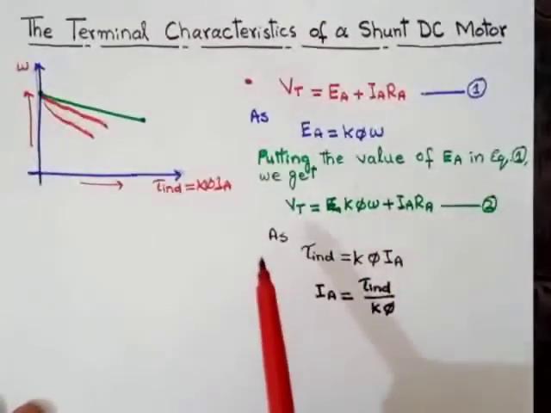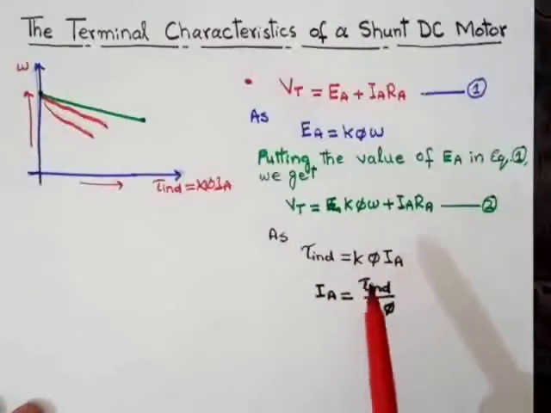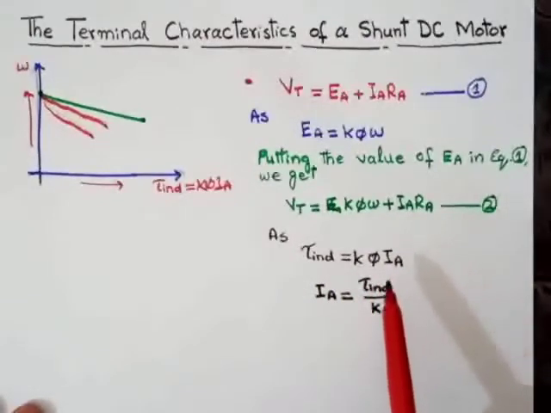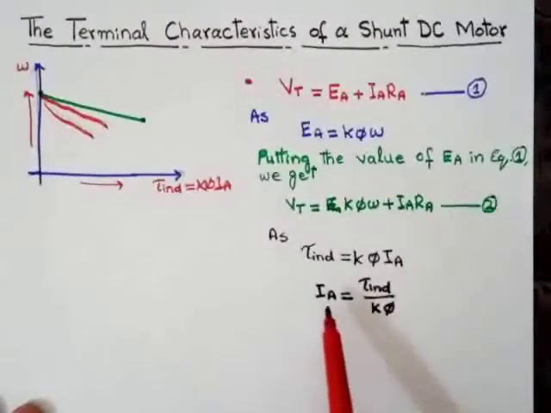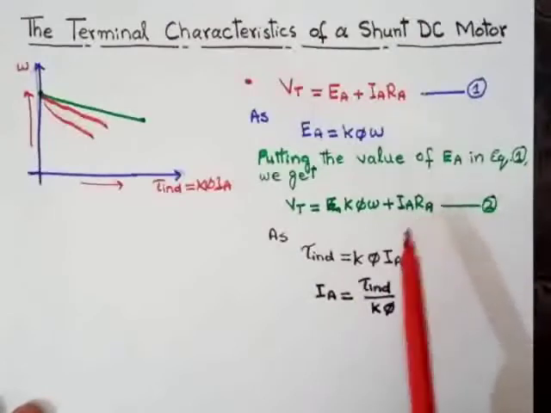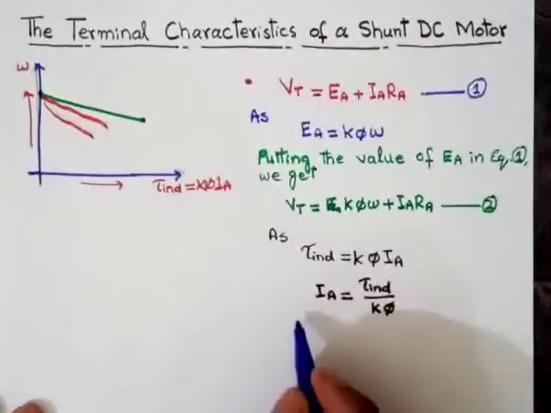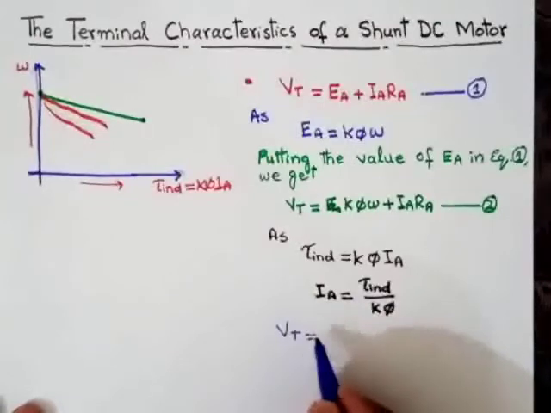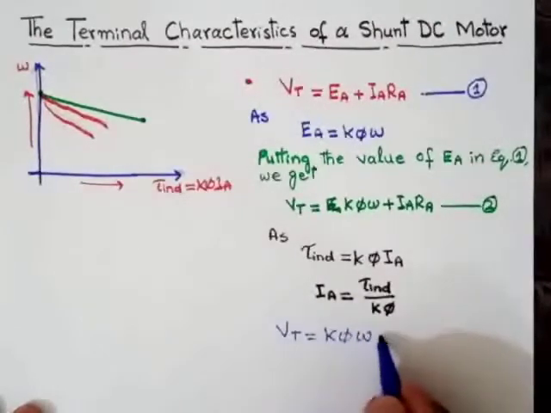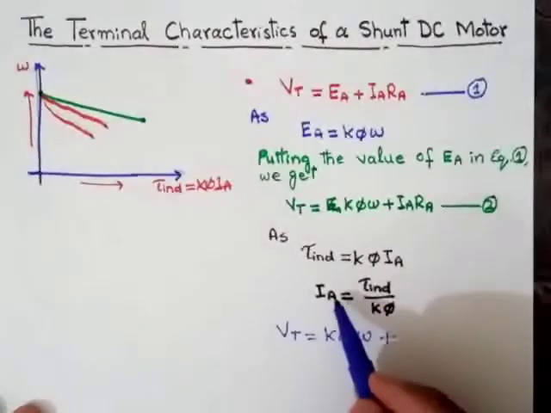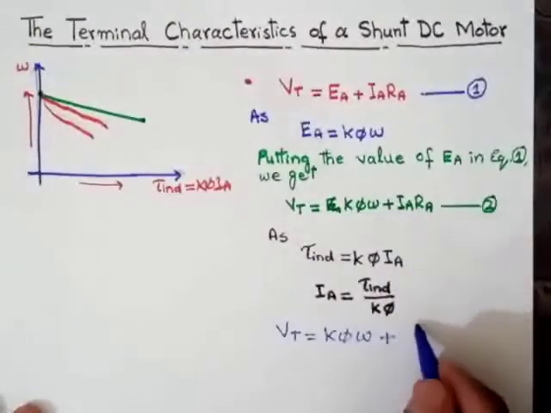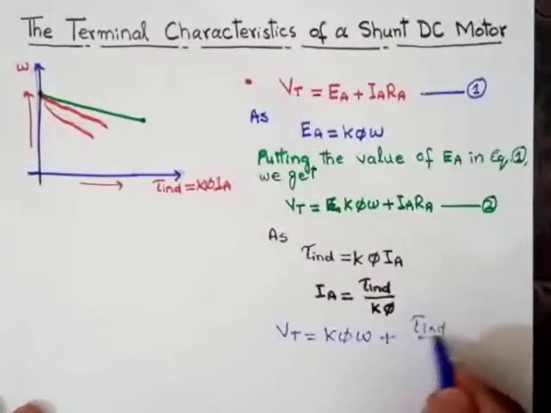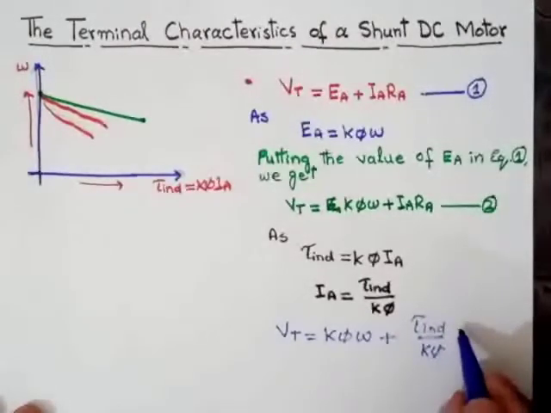Now, we also know tau induced is equal to K phi into Ia. And here the value of Ia is equal to tau induced divided by K phi. Putting the value of Ia in equation number 2, we get Vt is equal to K phi into omega plus tau induced over K phi into Ra.